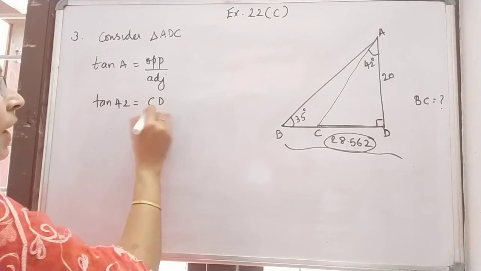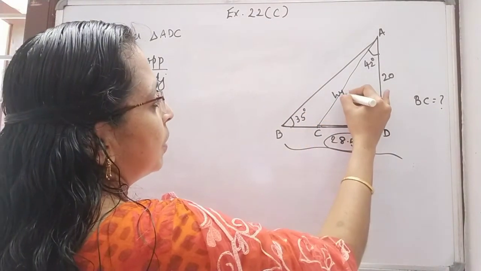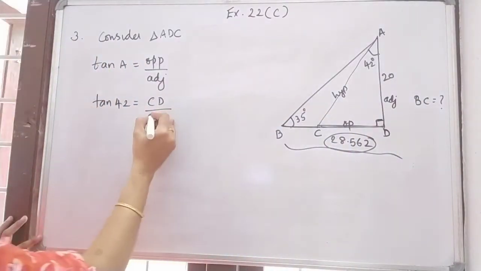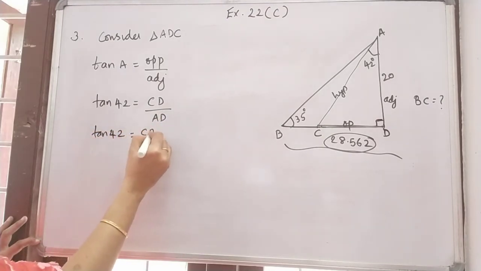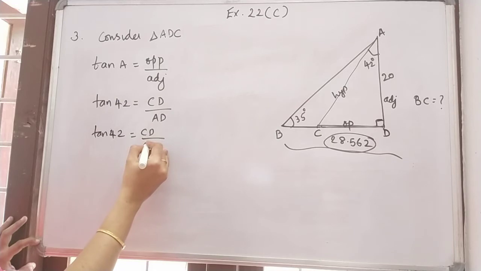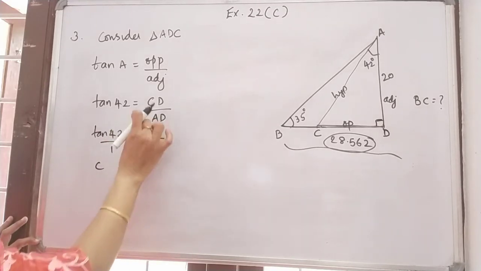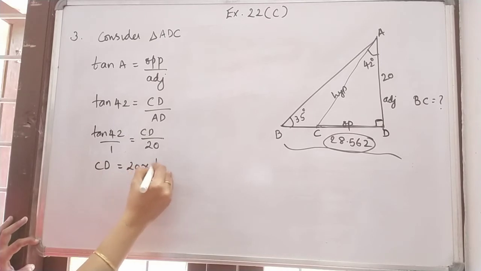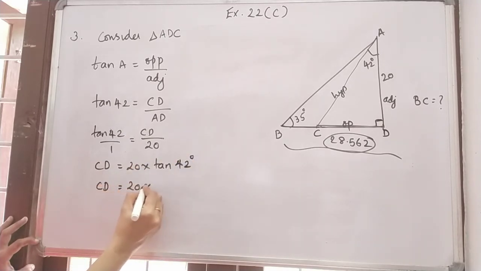So CD divided by adjacent. If you are considering this triangle, this is the hypotenuse, this is the opposite and this is the adjacent. So adjacent is AD. So tan 42 is equal to CD divided by AD, which is given as 20. If we cross multiply, CD is equal to 20 into tan 42 degree.